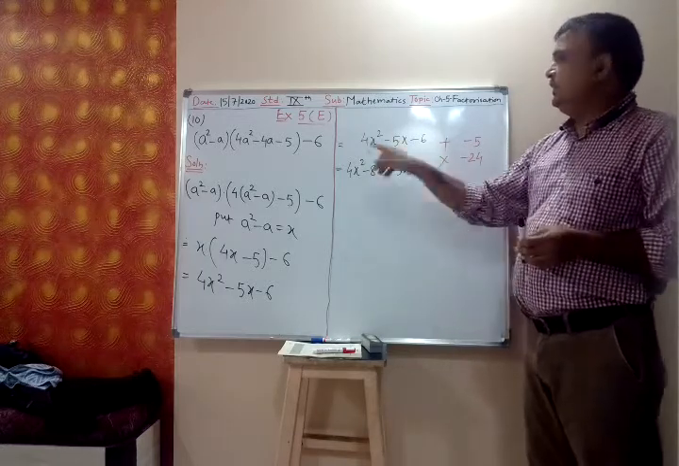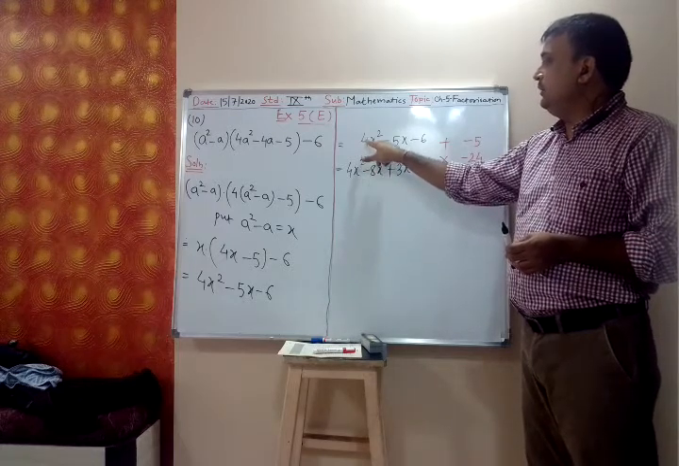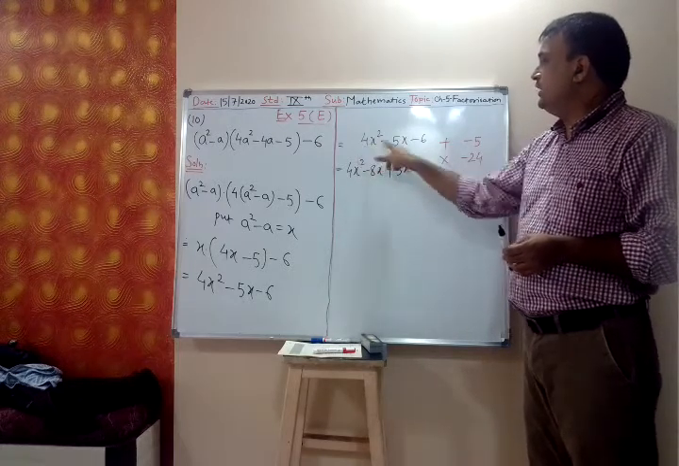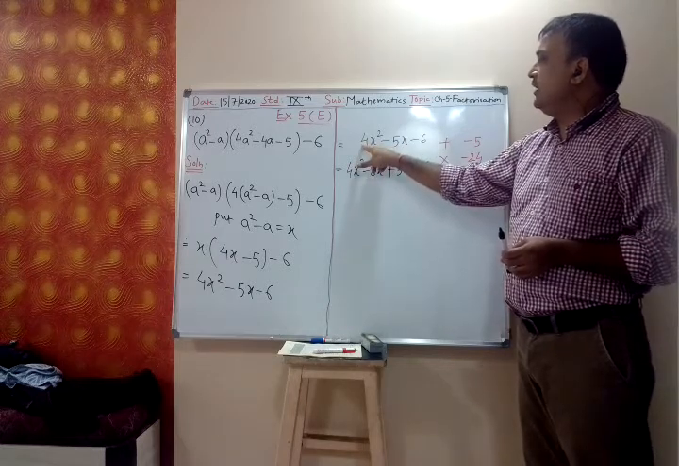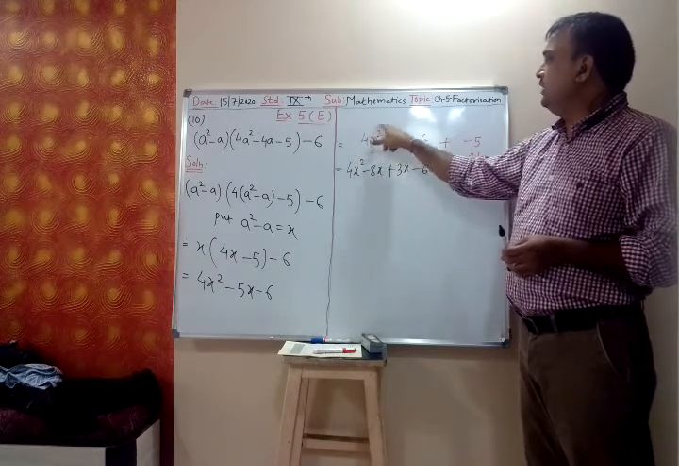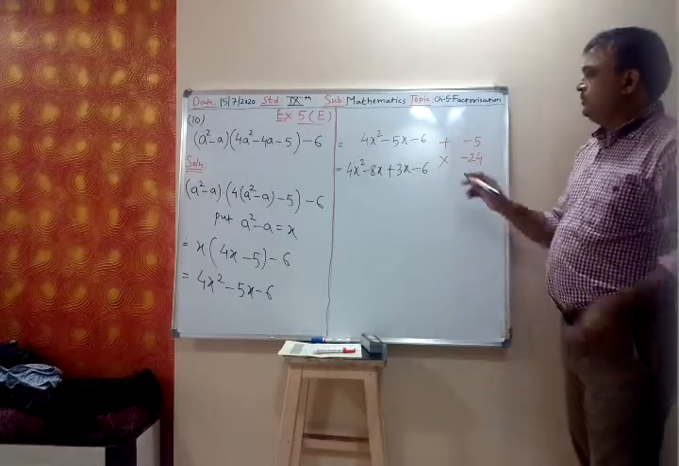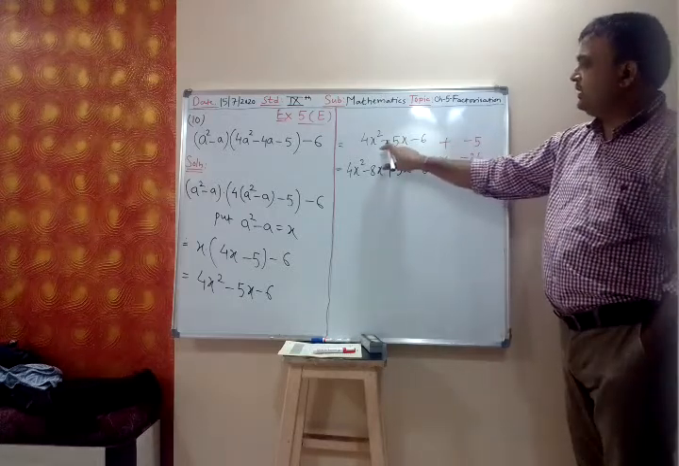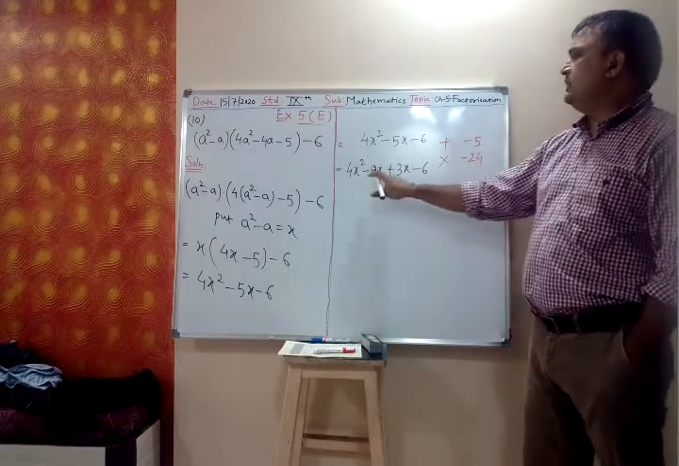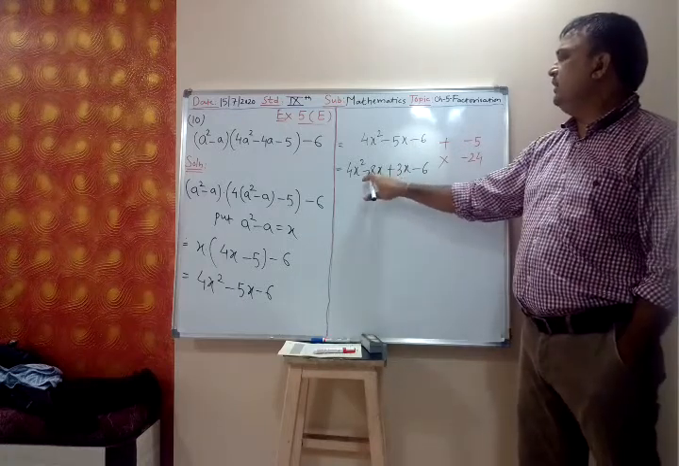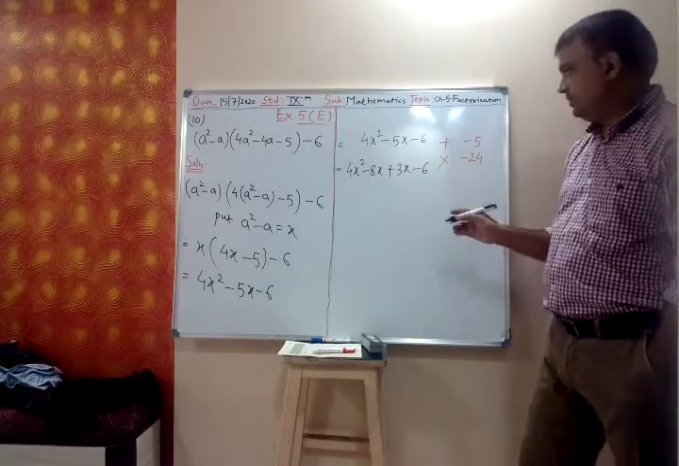No, see, because the coefficient of x square is now 4. If the coefficient of x square is 1, then only we see the last term. But now the coefficient of x square is 4, so I have to take the multiplication of 4 and minus 6, that is minus 24. So find two numbers whose sum is minus 5 and multiplication is minus 24. So the numbers are minus 8 and 3. When you add, you will get minus 5. When you multiply, you will get minus 24.